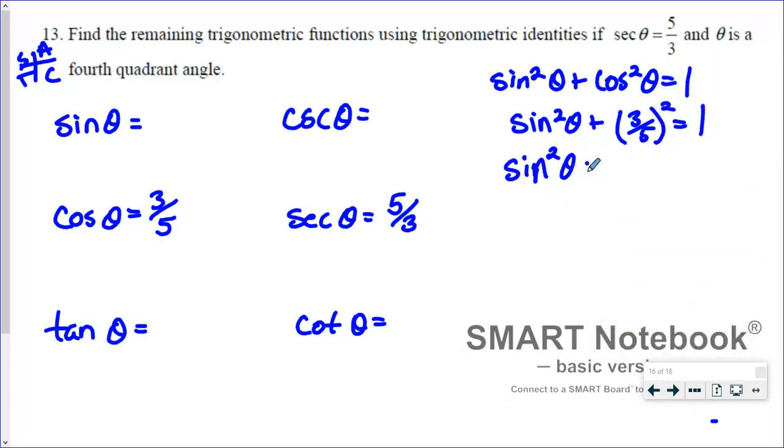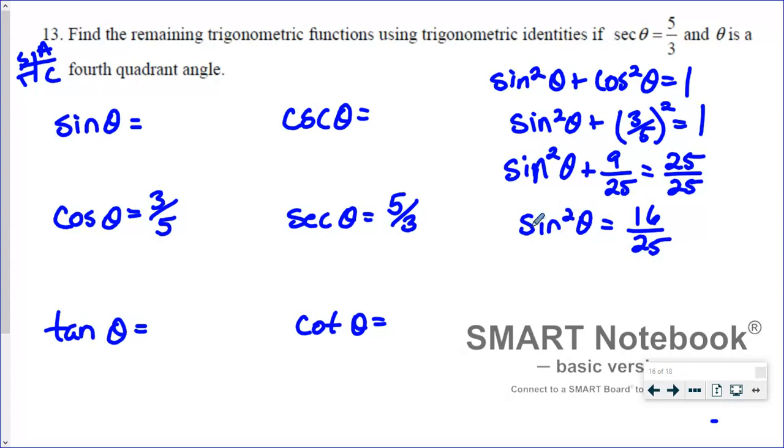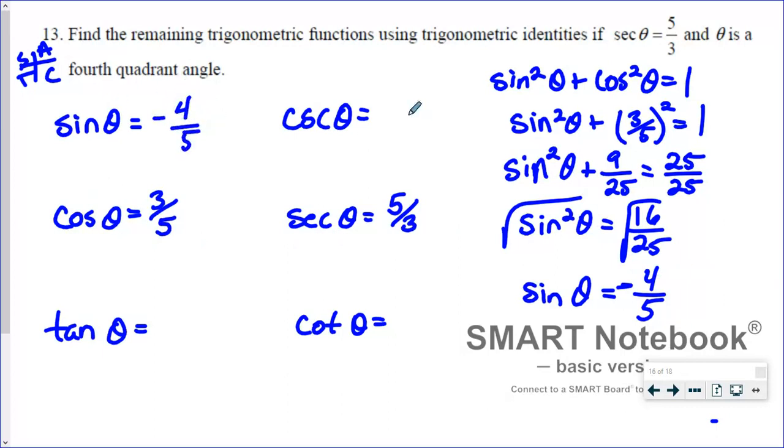Sine squared theta plus 9 over 25 is equal to 1, which is just 25 over 25. Subtract 9 over 25 from both sides, and you get 16 over 25. We don't want sine squared, we just want sine, so we take the square root of both sides, and we get that the sine of theta is equal to 4 over 5. Now, we know we're in the fourth quadrant, and sine is negative in the fourth quadrant, so I make this negative. So this is negative 4/5, which means this is negative 5/4.